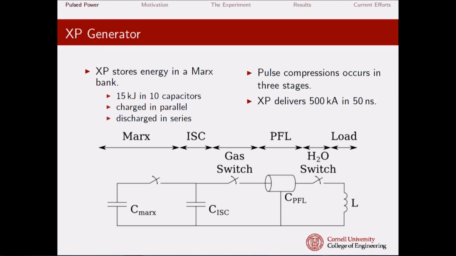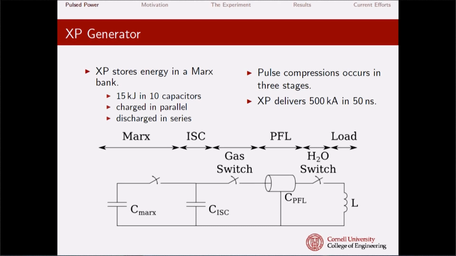So in the XP generator that I use at Cornell, we have a Marx bank that's composed of 10 capacitors, and we store a total of approximately 15 kilojoules in that bank. And those are represented by C sub Marx on the left. What we'll do is we'll charge all those capacitors in parallel to about 40,000 volts. And then when we go to fire the machine, a few switches will close, and it will rearrange the capacitors into a series configuration. So we go from 40,000 volts to 400,000 volts.